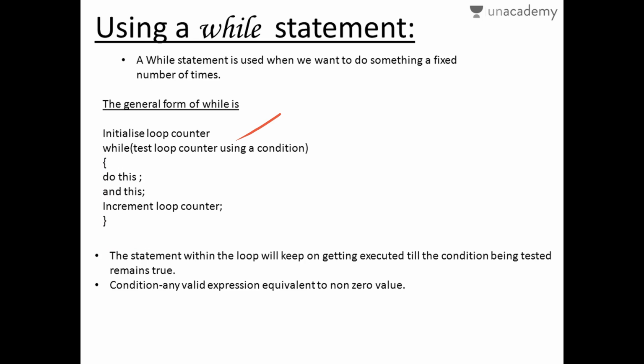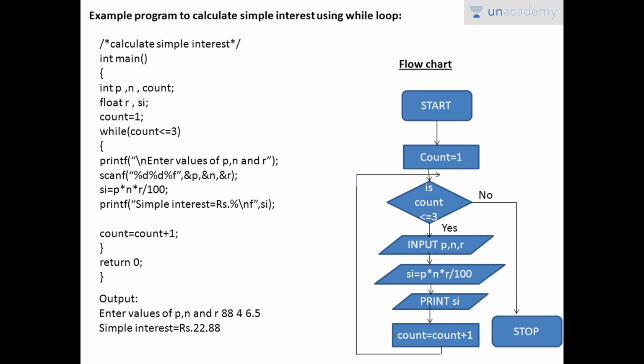This is the initialization of the loop counter. Here comes the while, and within these braces we'll be writing whatever condition that we want, and as long as the condition is true, the complete statements within this loop will be executed. Only if the condition becomes false, it terminates out of the loop. It also works for any valid expression that is equivalent to 0. Here, in place of a condition, you can even put an expression. Let us consider a simple example.